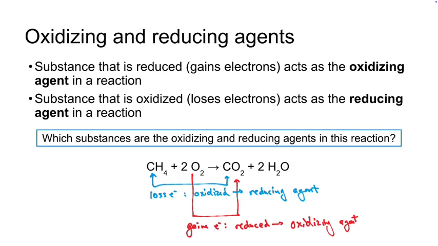When we're talking about the agents very specifically, we'll only refer to one side of the equation. They will refer to the reactants. So oxygen in this case is the oxidizing agent. Methane, CH4, is the reducing agent. Kind of, sort of? Okay.